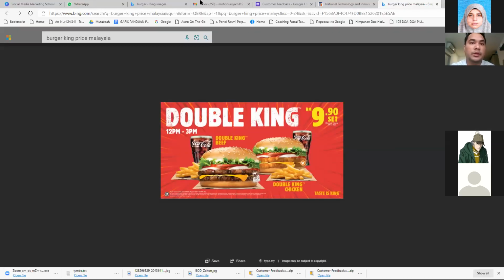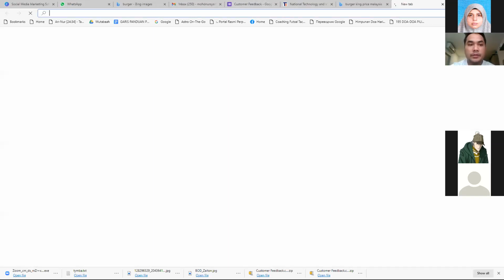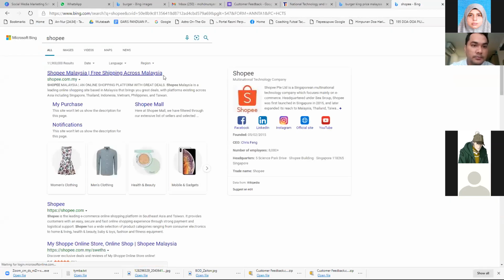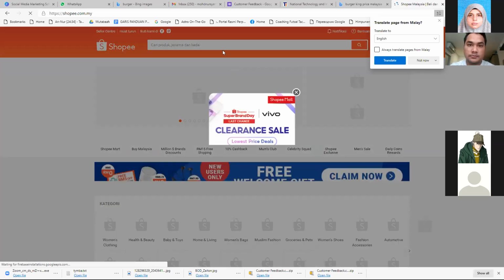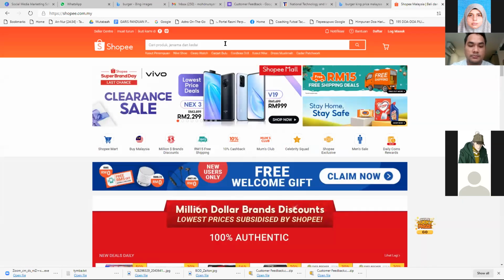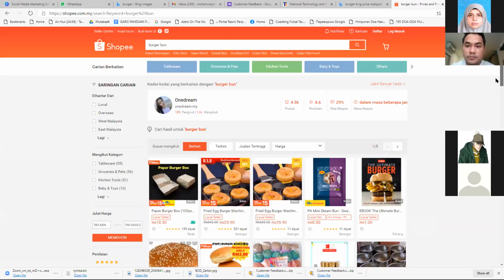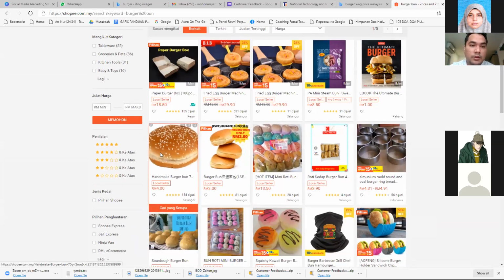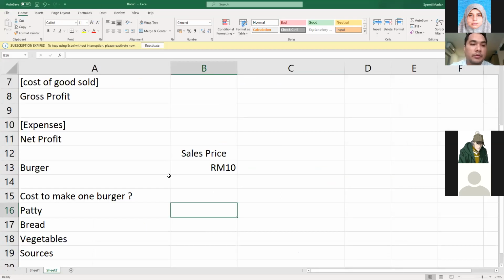What is the cost to make one burger like this? The first is the patty, right? So how much is the bun, like we see the price in Shopee? Handmade burger bun, one is 4 ringgit. Okay, for example, we take this one, 70 gram. Wow, so big. We take it for 4 ringgit.